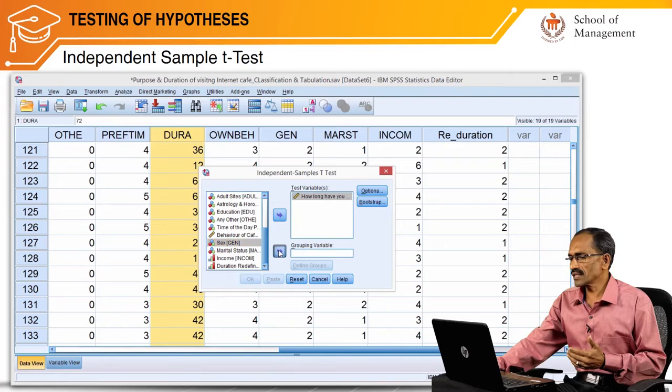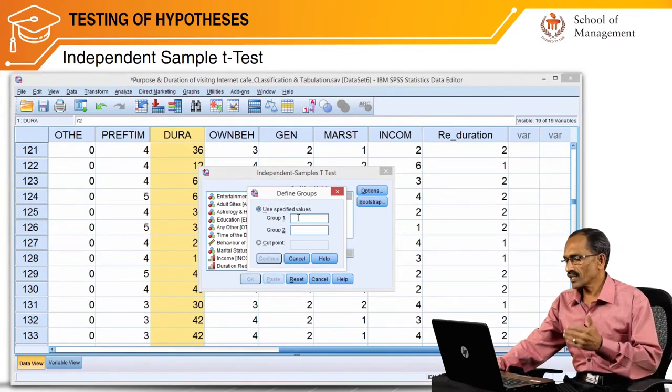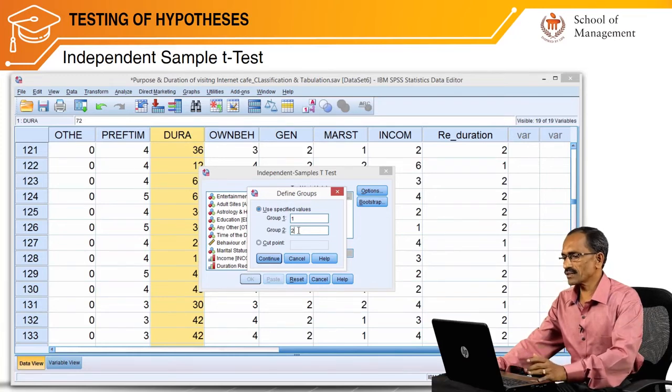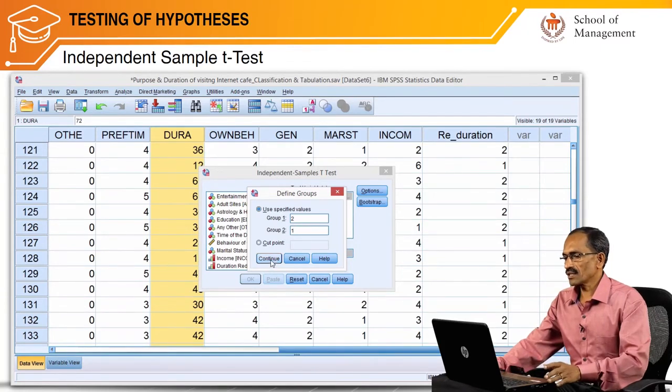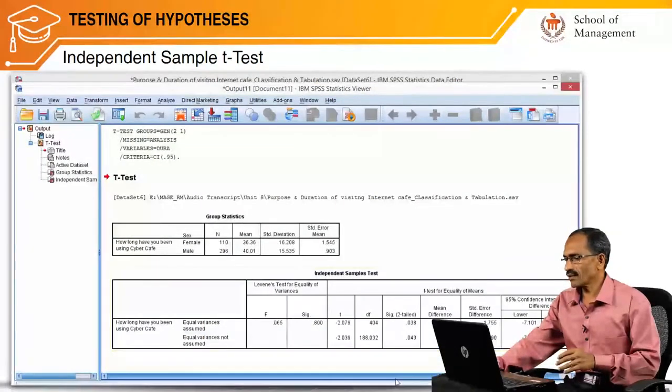When we load gender in the grouping variable, what change is observed here? A button becomes active now, Define Groups. That means we have to click on that and give the specific numbers, which is how we coded the groups male and female. We have coded them as 1 and 2. It doesn't matter whether it is 1 and 2 sequentially. We can type 2 here or 1 here. It doesn't matter. So click on Continue, then click on OK. We will get the values like that.